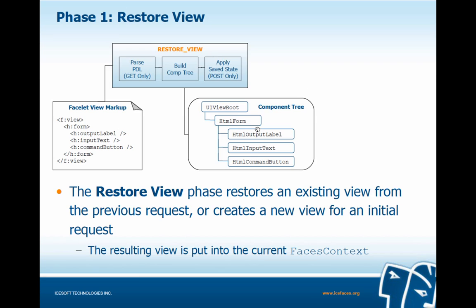We'll start the lifecycle and the restore view phase will be called. The first subphase is for Facelets to parse the page description language, our markup. JSF will then build the component tree on the server. Now we can see a one-to-one relationship with many of the tags in our markup and in the component tree, which contains our live Java class instances. This phase will also save the view in a Faces context instance, making it possible to repopulate the page if necessary. So for example, perhaps the user does not fill out a form as required.